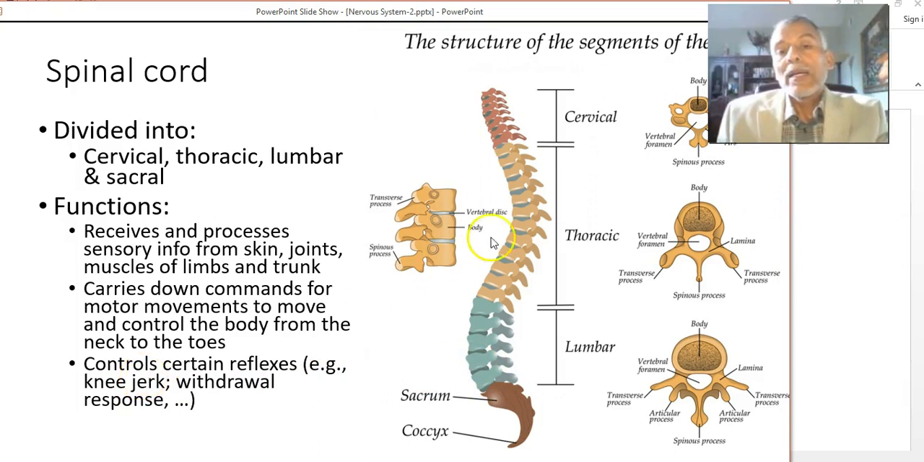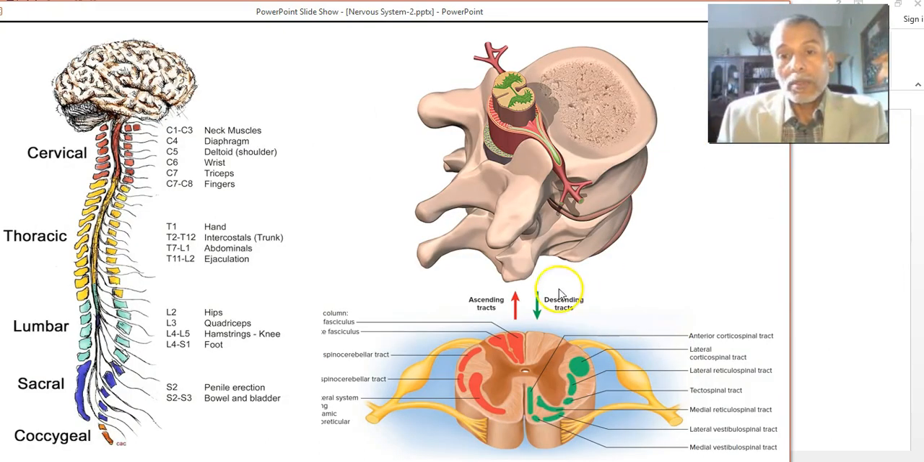And then the spinal cord has a reflex arc. The spinal cord is able to move things without intentional intervention from the brain. So the spinal cord has some reflexes. It controls movement under certain conditions.